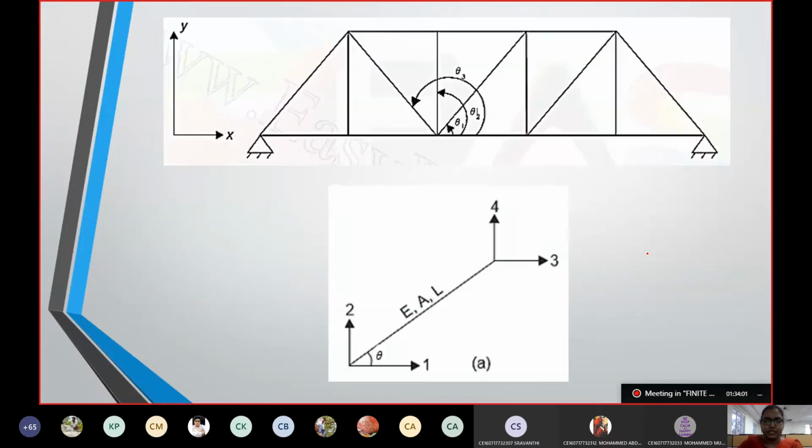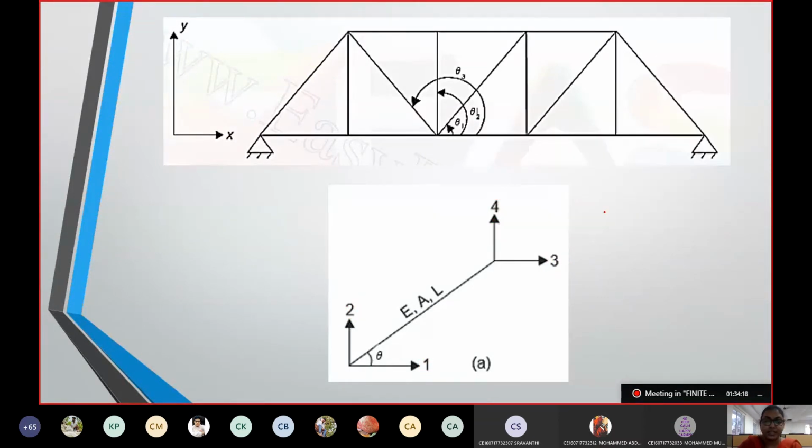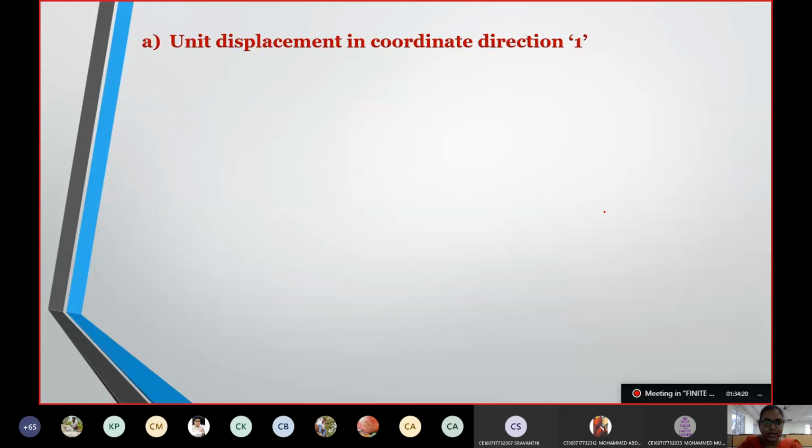Yes, ma'am. See, here, remember when I speak in the direction of the coordinate only, because I gave 4 directions here: direction 1, direction 2, direction 3, direction 4. So when I speak in terms of directions, I'm giving unit displacement in the coordinate direction 1. So what is coordinate direction 1? It is horizontal from your figure.